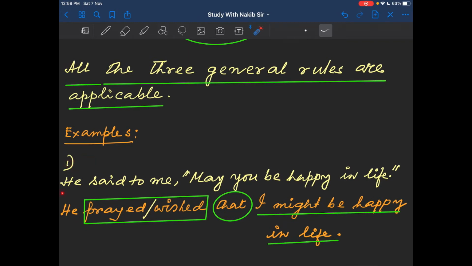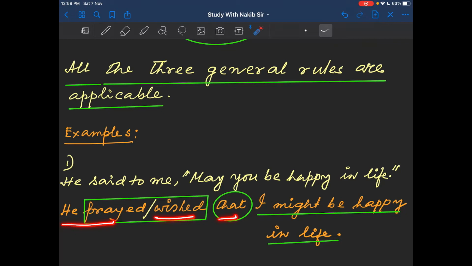First example, he said to me, may you be happy in life. It may be a prayer, it may be a wish. So we'll change the reporting verb to pray or wish. See the example here. He prayed or wished. That is the connective. So he prayed or wished that.